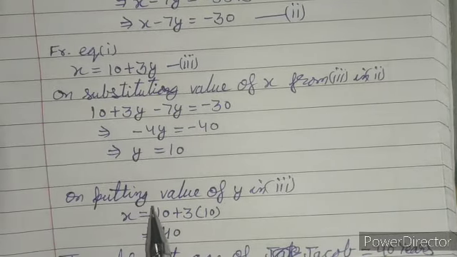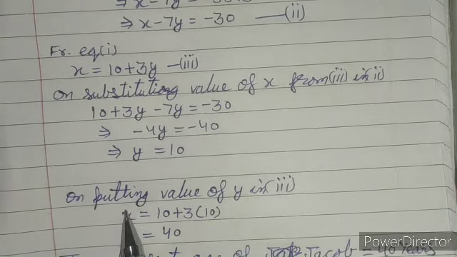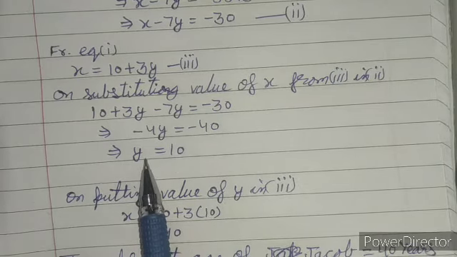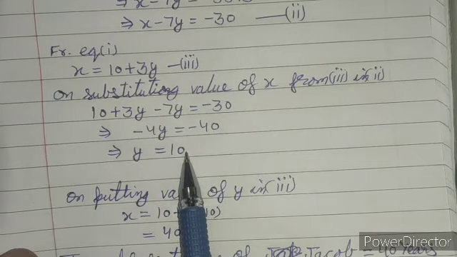That means the present age of Jacob is 40 years, and the present age of Jacob's son is 10 years.